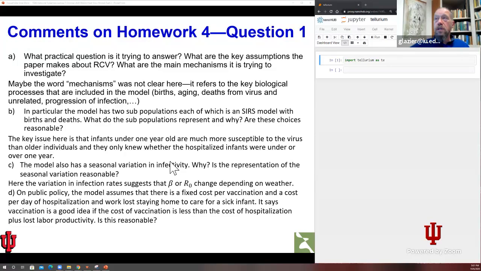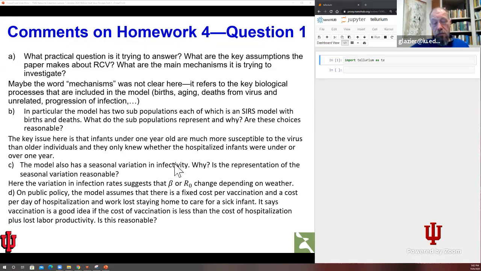In the first question, you were reading the paper. Ironically, the paper that we asked you to read was the one we didn't replicate rather than the ones we did replicate. And the question was, what was it trying to answer? And then what are key assumptions the paper makes about RSV? And then the main mechanisms it's trying to investigate. And I think the word mechanisms maybe wasn't so clear.